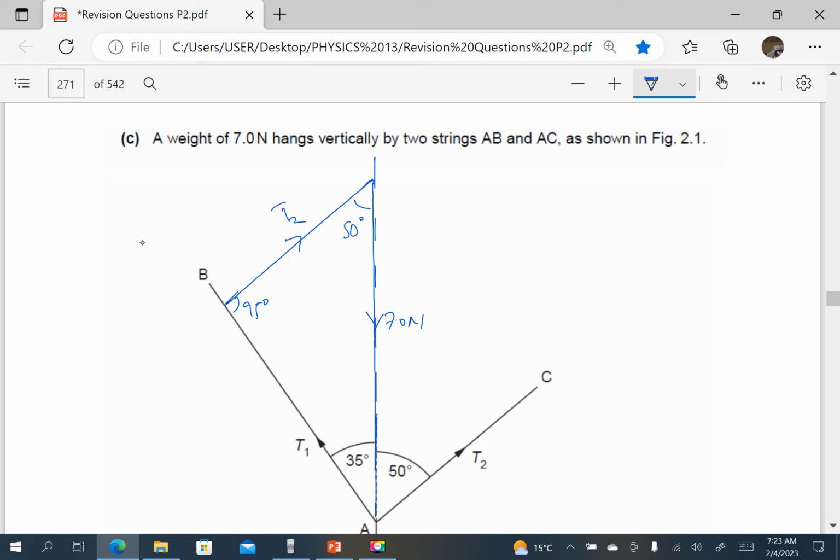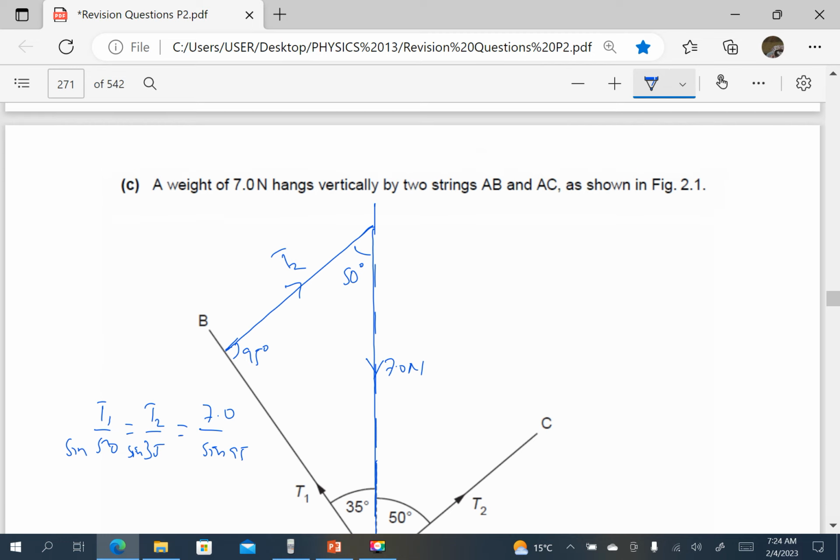You can use calculations. Some people would prefer to use sine rule, cosine rule, and so on. But we can draw this to scale. If you want to use sine rule, some people would say T1 over sine 50 should be equal to T2 over sine 35, should be equal to 7.0 over sine 95. But I don't want to use that. Let's just check one using the sine rule and we see what happens.